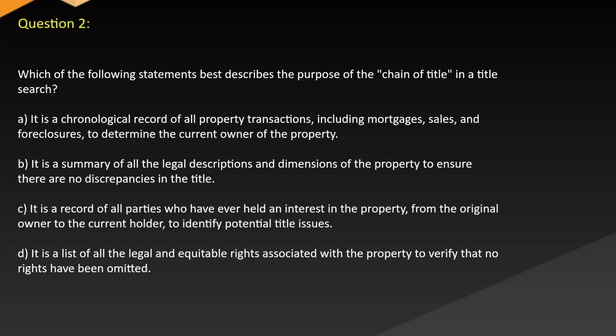C. It is a record of all parties who have ever held an interest in the property, from the original owner to the current holder, to identify potential title issues. D. It is a list of all the legal and equitable rights associated with the property to verify that no rights have been omitted.